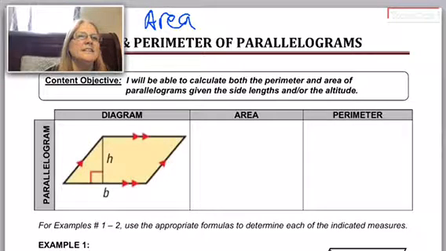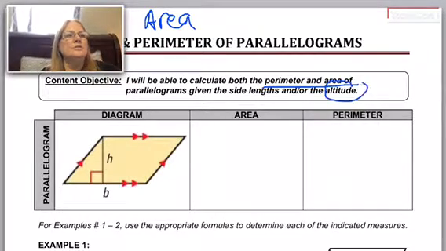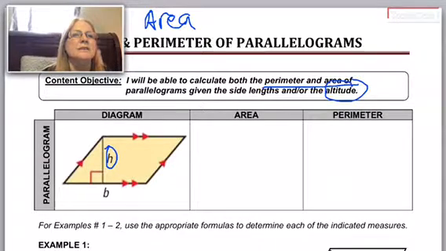The name of this lesson is Area and Perimeter of Parallelograms. We want to be able to calculate both the perimeter and the area of these parallelograms given side lengths and/or the altitude. The altitude is another word here. It's listed as h for height. It means the same thing.